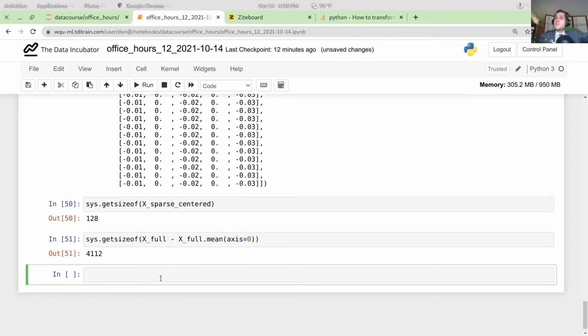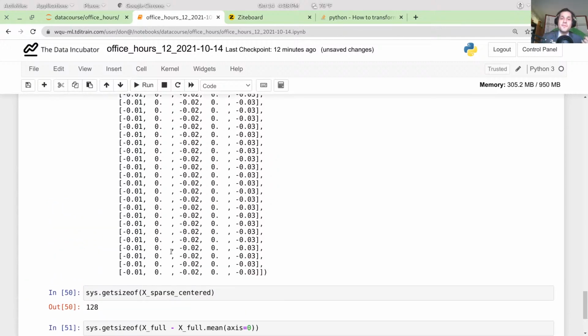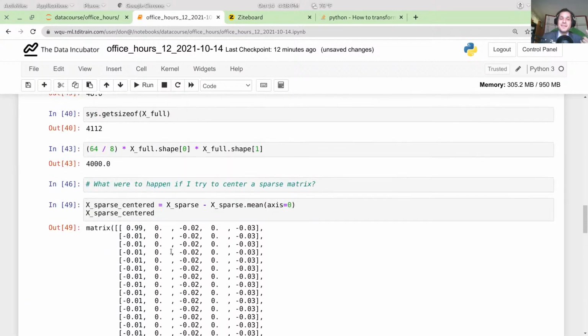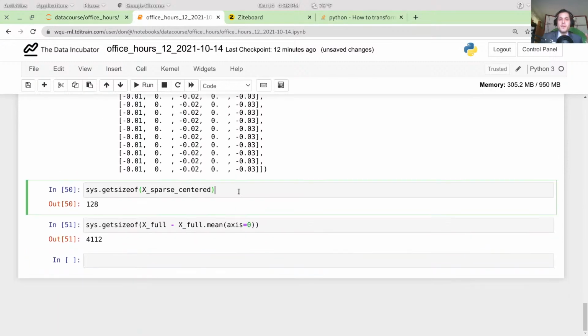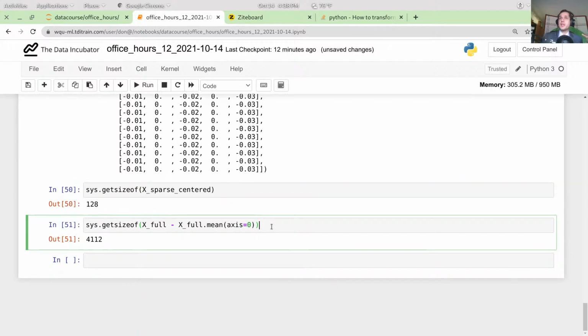And that was the same amount. Notice what happened here. Let me subtract by a different value instead. No, I subtract by the mean. Notice how if I center the full representation, a NumPy array, the memory object stays the same size. It doesn't change. 4012, 112, 4112.